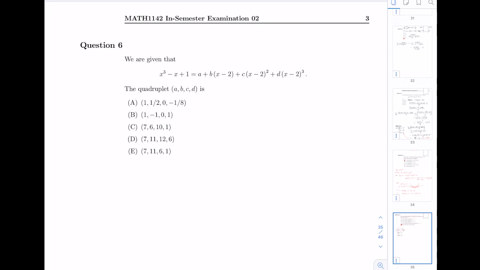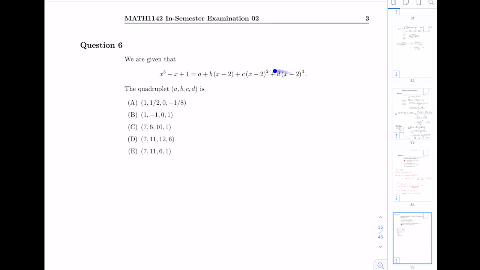Okay, so here we have to solve this equation for the parameters a, b, c, and d. Note, guys, that there are many ways how to actually solve this equation, right? We can actually expand. We can expand this.